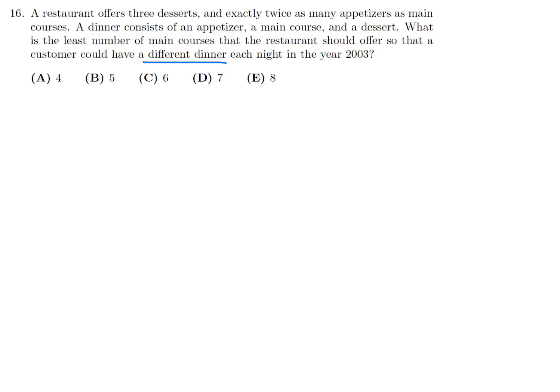Different dinner. Okay. So we've got appetizer, we've got a main course, and we've got a dessert. Correct? So let's see here, 3 desserts. So they've given you a solid numerical value for dessert. But for appetizers and main courses, they don't give you a number. They tell you that twice as many appetizers as main courses. So if the number of main courses is, say, X, appetizers is 2X. All right? And we want a different dinner, a different combination every night for 1 year.